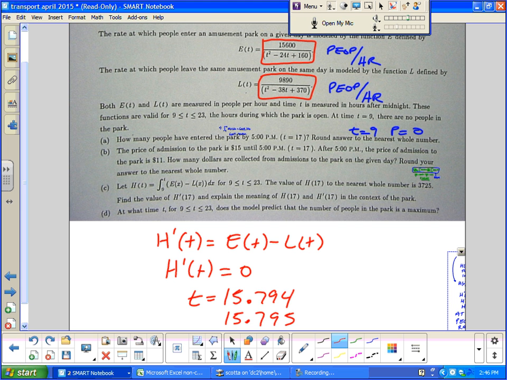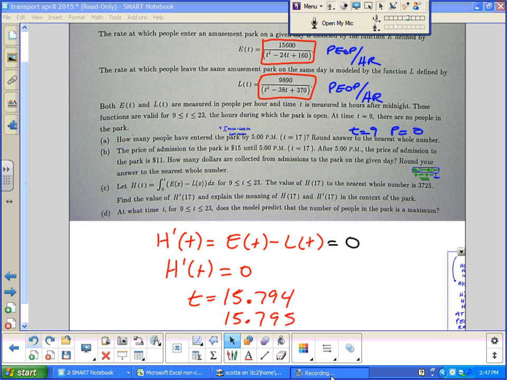At what time does the model predict the park will be max? Right there. And here's the thing: they want to see that this was equal to 0. I did it in 2 steps. You could have done it in 1, just said this was equal to 0 here, but you had to show that the derivative was 0. Then they wanted the time, 15.794 or 15.795. Not horrible, but definitely a calculator one where you got to practice to be efficient. So keep practicing.